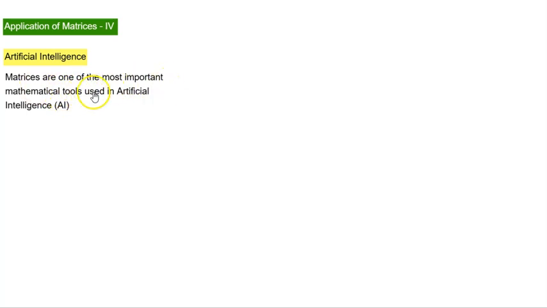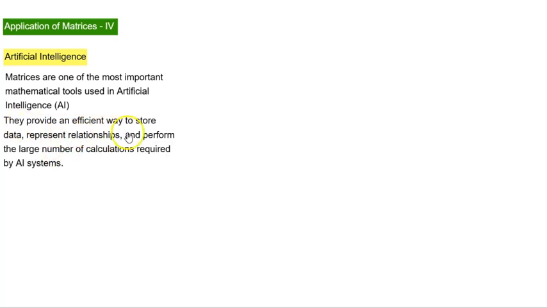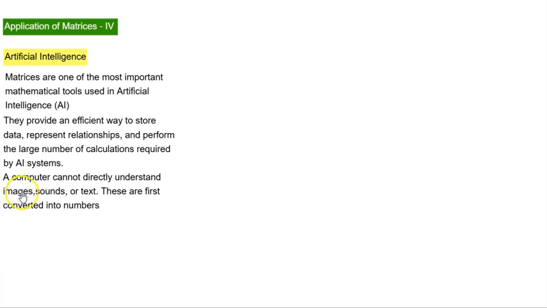Let us look at a much more modern application of matrices, that is in artificial intelligence. Now, matrices are one of the most important mathematical tools used in artificial intelligence. They provide an efficient way to store data, represent relationships, and perform the large number of calculations required by AI systems. Now, remember, a computer cannot directly understand images, sounds, or text. These are first converted into numbers.